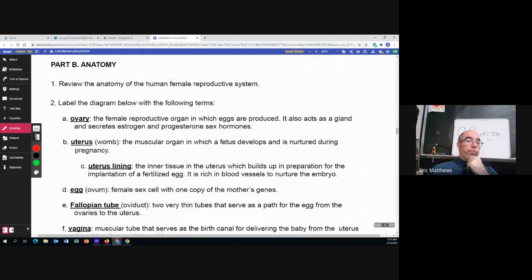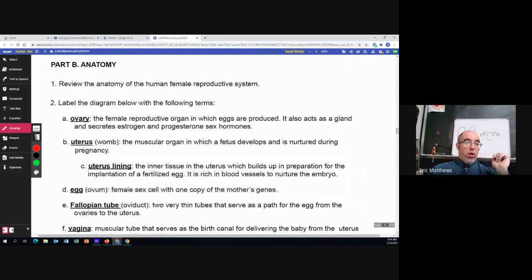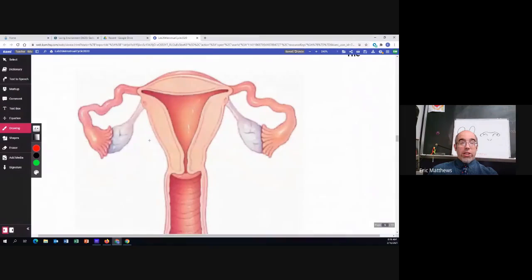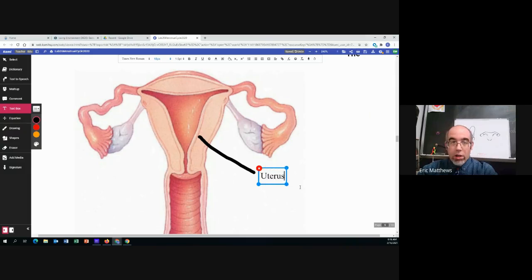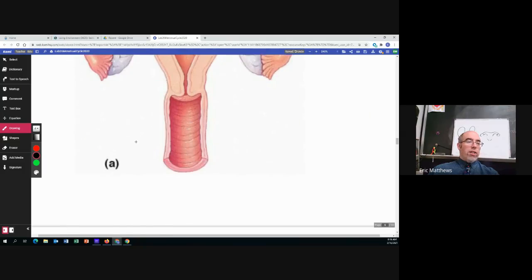Next step. Down here on page 5, now we have to label these parts. So we want to label the ovary, the uterus, the lining, the egg, the fallopian tube, and the vagina. Here is the picture. Label them. There we go. There's one example. Should be easy by now. We've gone over the female reproductive system. You've gone over it in health. You should have the knowledge.